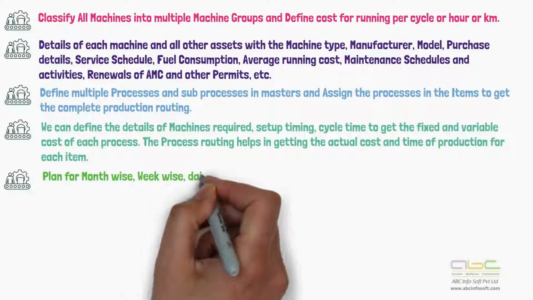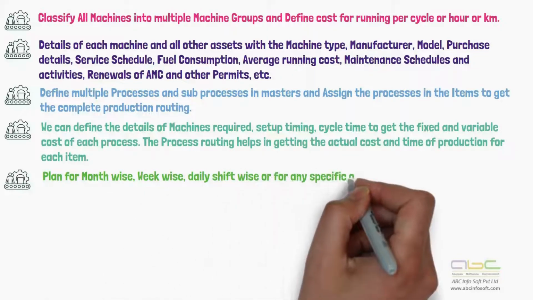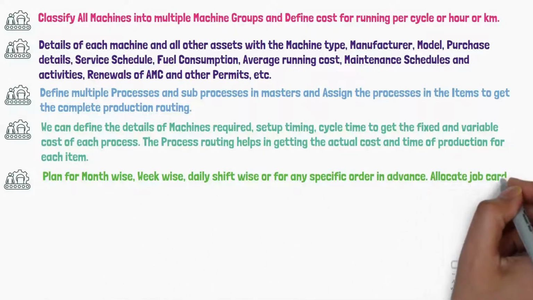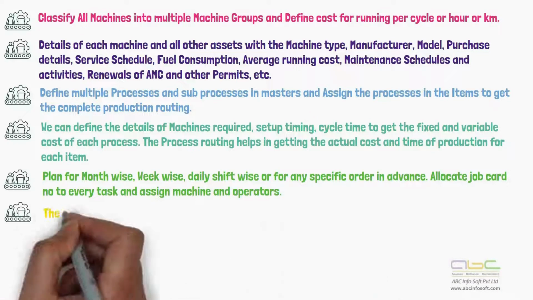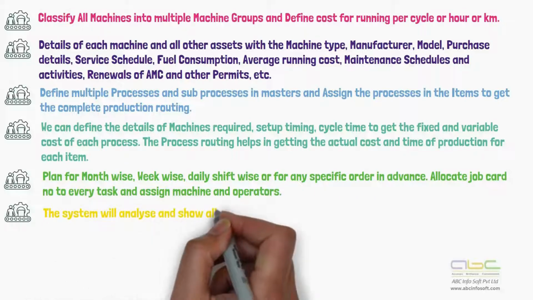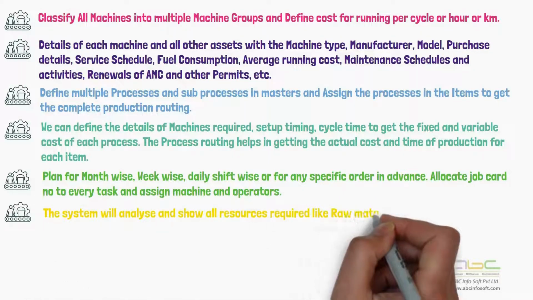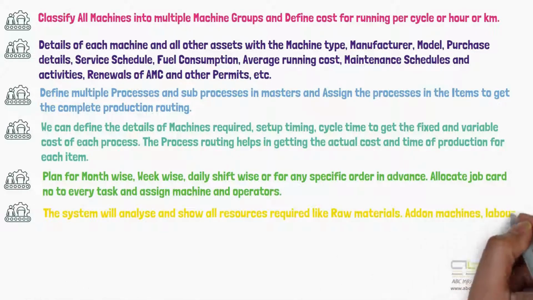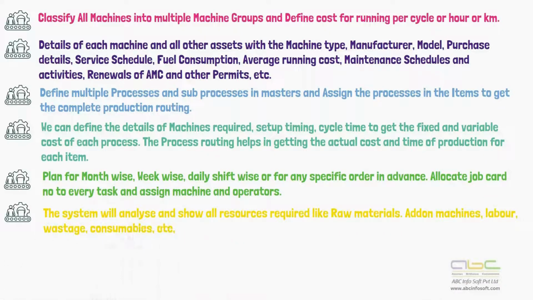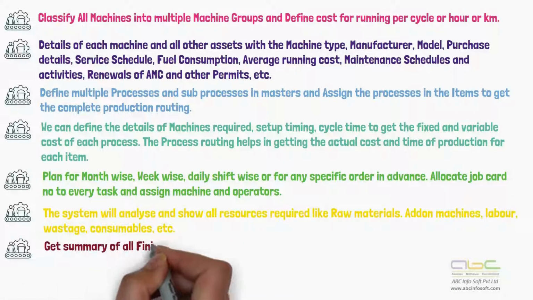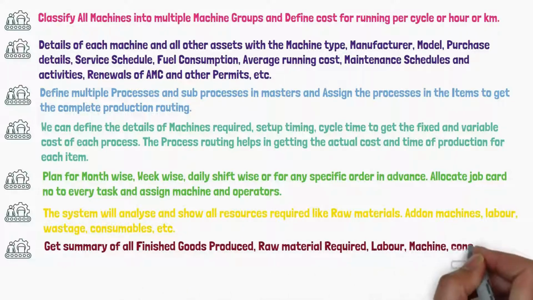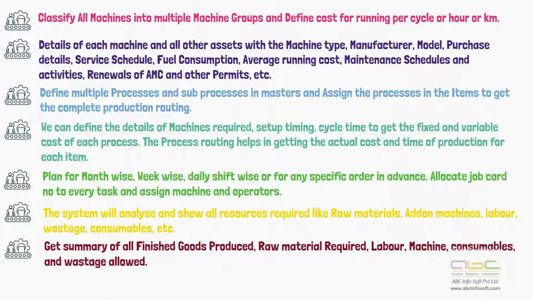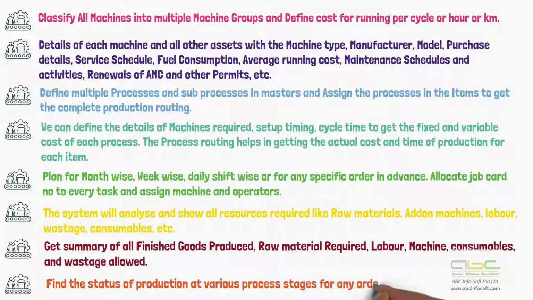Plan for month-wise, week-wise, daily shift-wise or for any specific order in advance. Allocate job card number to every task and assign machine and operators. The system will analyze and show all resources required like raw materials, add-on machines, labor, wastage, consumables, etc. Get summary of all finished goods produced, raw material required, labor, machine, consumables, and wastage allowed. Find the status of production at various process stages for any order.